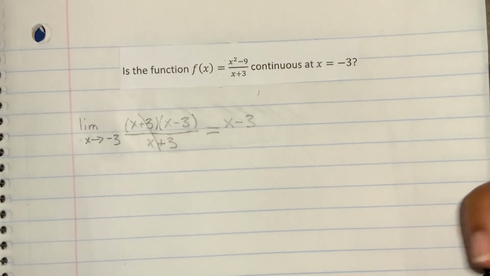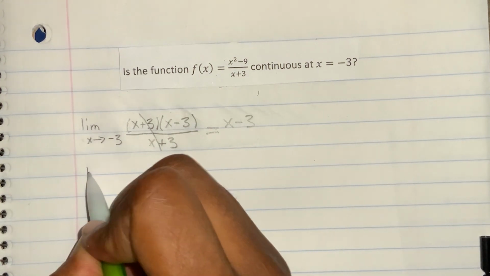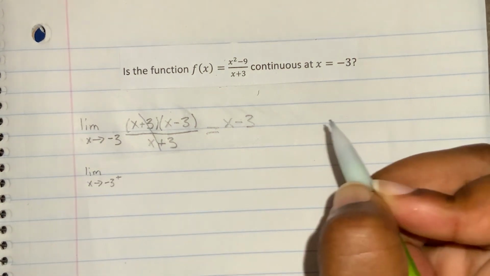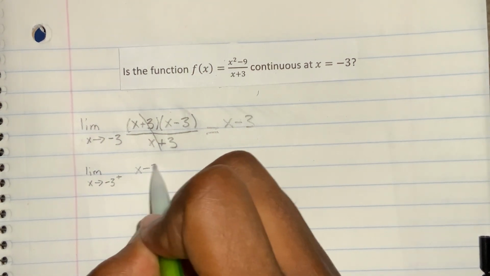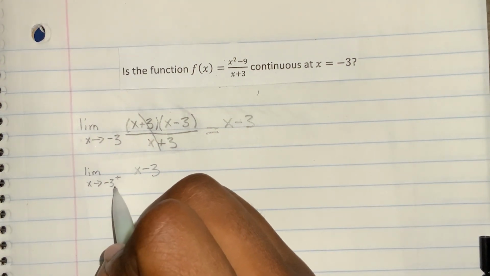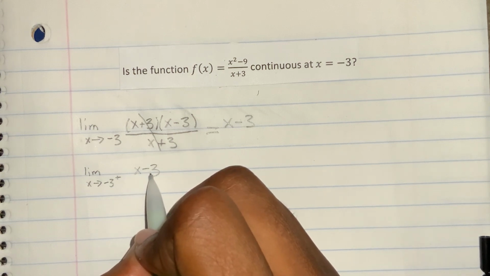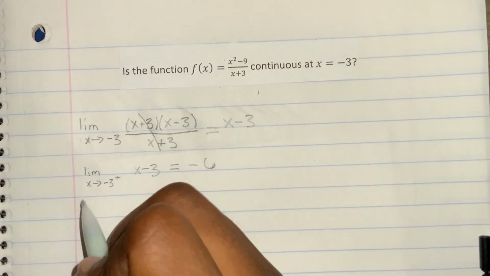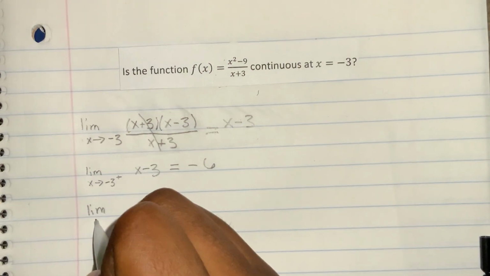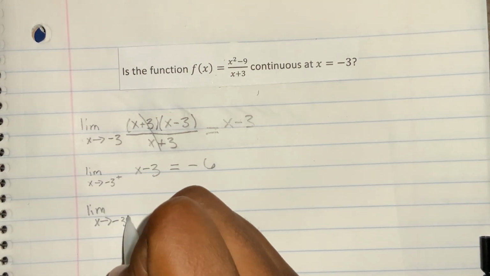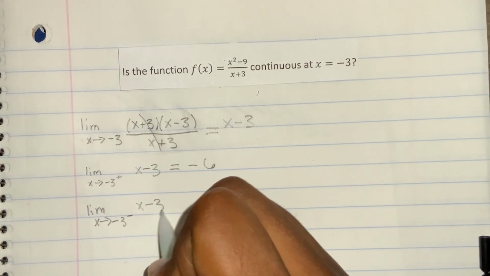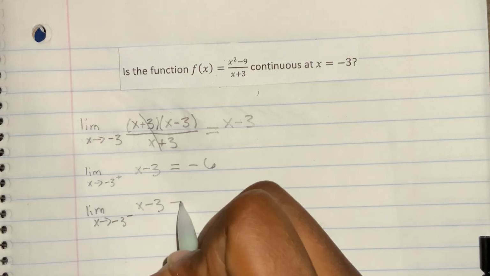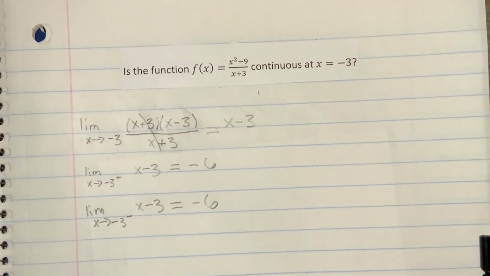Now we can evaluate the limit as it approaches from the positive side, giving us a value of -6, and as it approaches from the negative side, giving us a value again of -6.